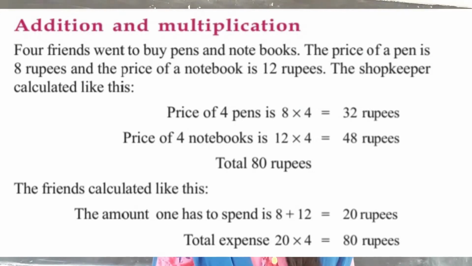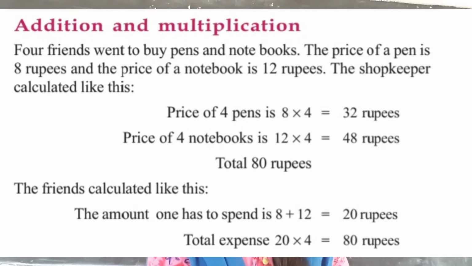Four friends went to buy pens and notebooks. The price of a pen is 8 rupees and the price of a book is 12 rupees. The shopkeeper calculated like this. You can see there on screen.